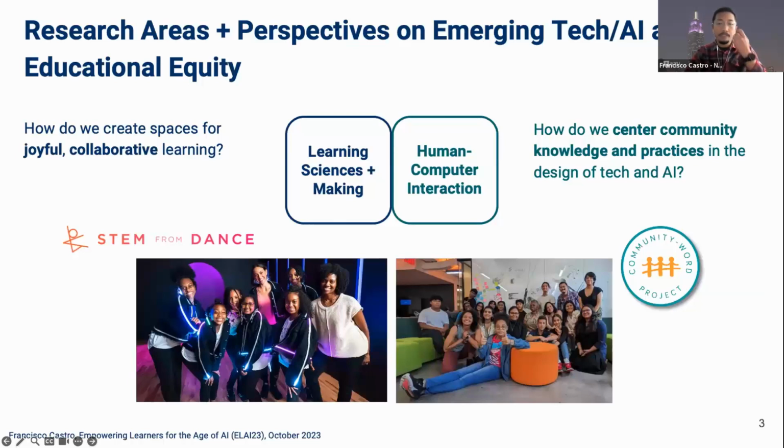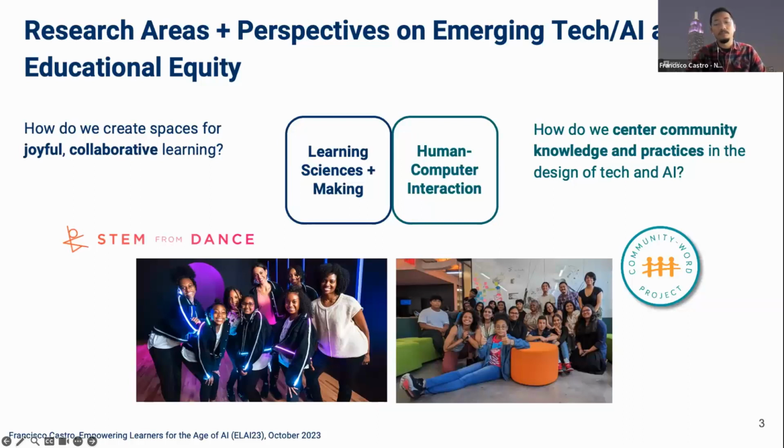I also draw from HCI, or human-computer interaction research, which it seems like a lot of us do. In particular, I draw from HCI when thinking about how we can center the knowledge and practices of the communities that we work with, especially as we engage with AI that impacts a lot of different communities. And the pictures on this slide are from two of the community organizations that I closely work with. The one on the left is STEM from Dance, which is an organization in New York City that focuses on empowering young women to engage in STEM disciplines through dance and dance performances.